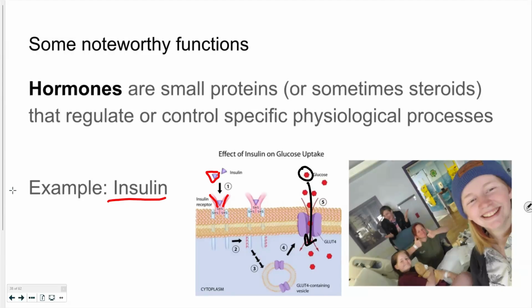So the reason that I bring this up is that my kid over here, Sammy, was diagnosed with type 1 diabetes in 2023, about then. Which means that their body no longer produces the protein insulin, and therefore they have to take it externally.